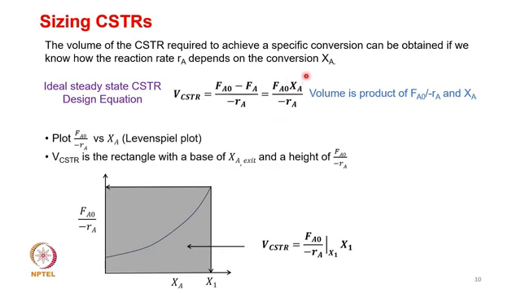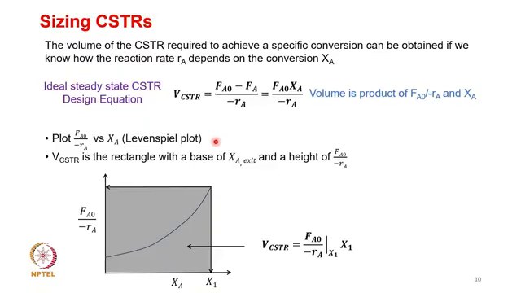Now what you can see here is that there are two terms in a product. So you could decompose this particular function as the product of FA naught by minus RA times XA. So the volume is a product of FA naught by minus RA and XA. And to design this reactor geometrically, what we need to do is develop a plot which is known as the Levenspiel plot. The Levenspiel plot is a plot that relates FA naught by minus RA and XA.